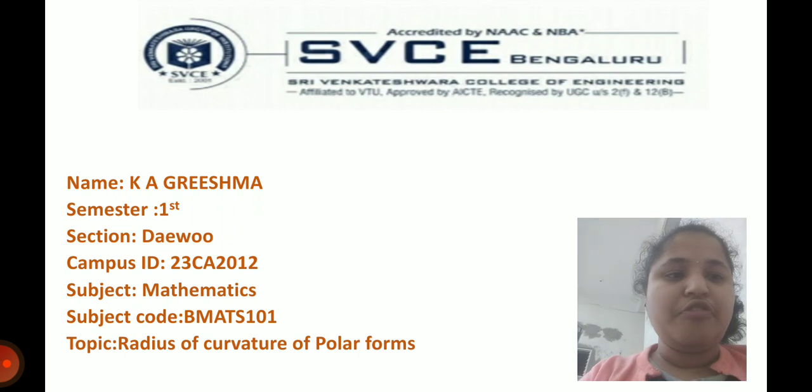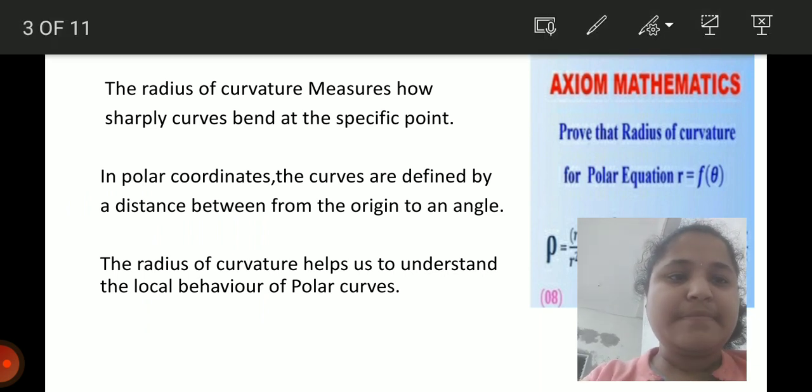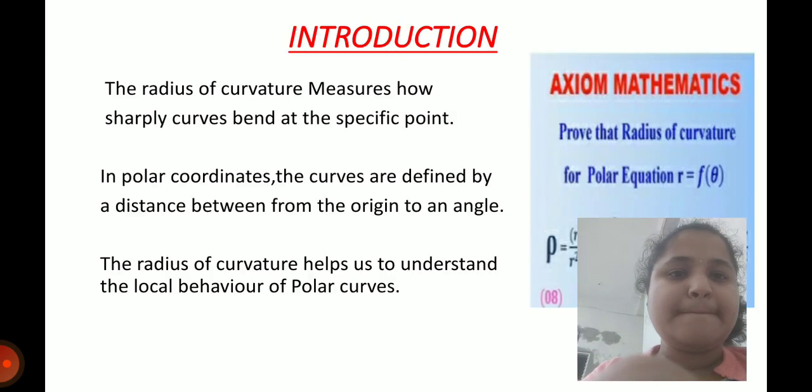Subject is mathematics and subject code is PAMDS 1101. My topic is radius of curvature of polar forms. Radius of curvature of polar forms. Let's go by the introduction.